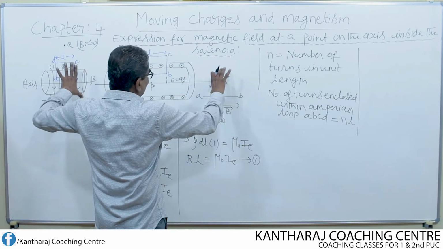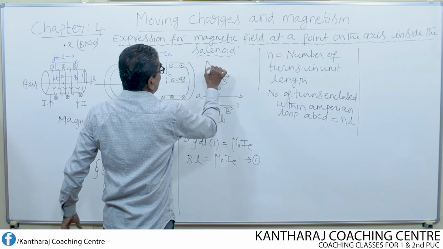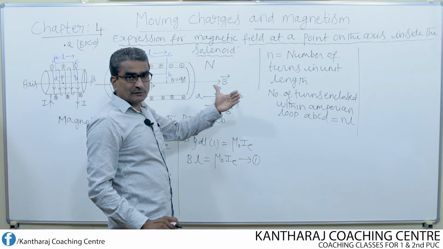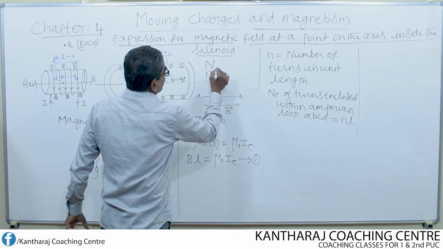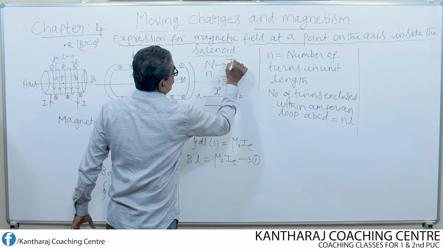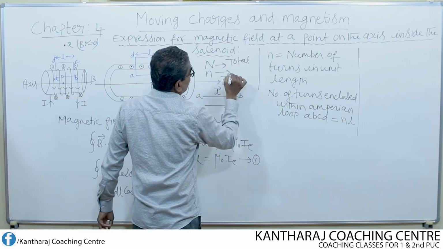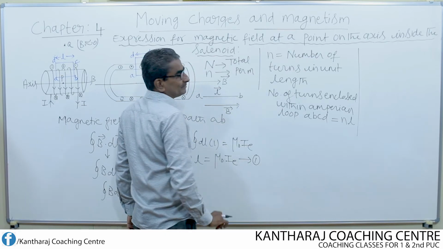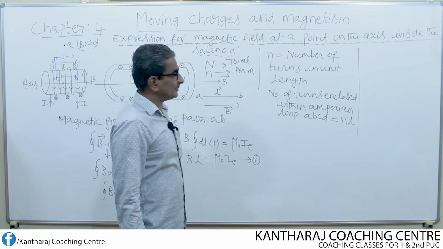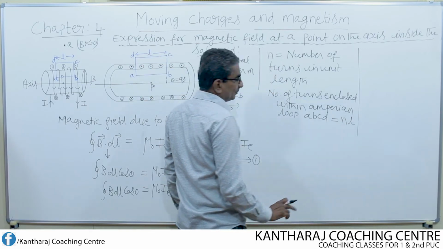Whereas in the entire solenoid, how many turns will be there? It is represented by capital N. There is a difference between capital N and small n. Capital N refers to the total number of turns. Small n represents the number of turns per meter. So that's the difference. So this is the number of turns within the Amperian loop.